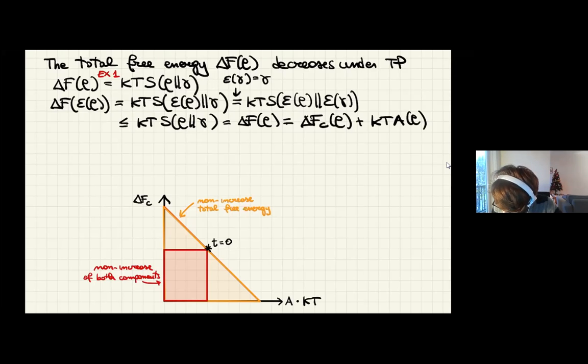If I start at this point here, at time equals 0, I know that the sum of classical and quantum must decrease. So the relation that delta F is always decreasing tells me that I cannot go out of the orange region, okay? However, now we can say something more, because what we can actually say is that both the classical and the quantum decrease separately.